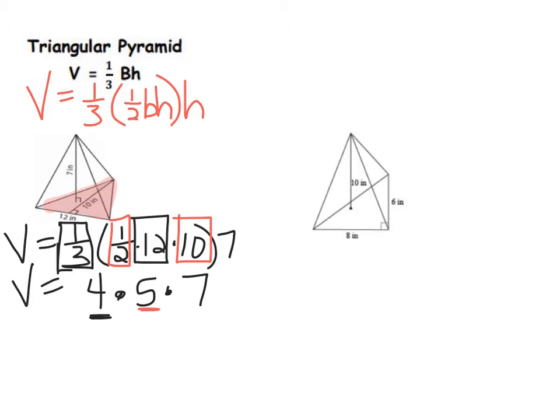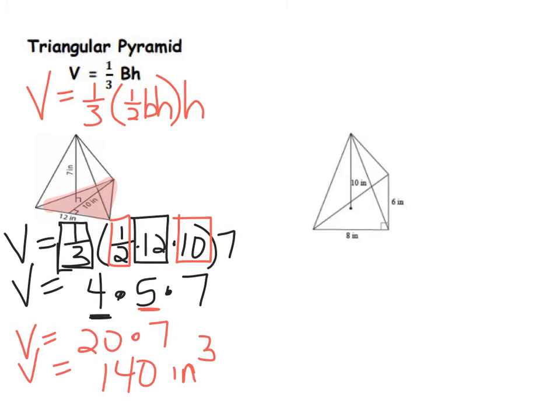So basically, didn't we do order of operations kind of? 4 times 5. Sort of? Yeah, but we're combining what we could do. So now all we have to do is 4 times 5, which is 20, times 7. 140. So that means the volume for this pyramid is 140 cubic inches.